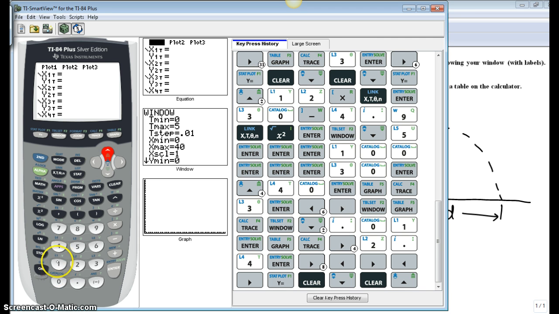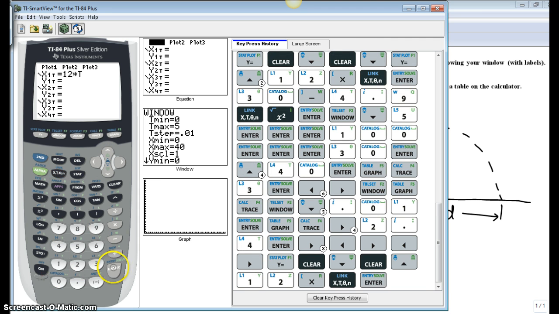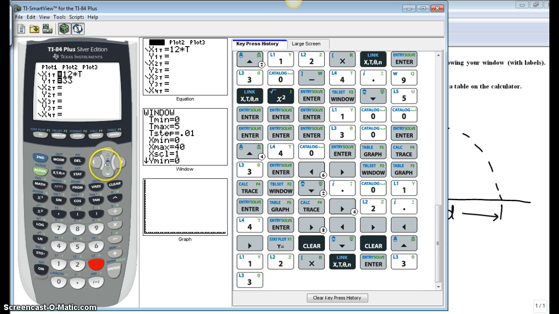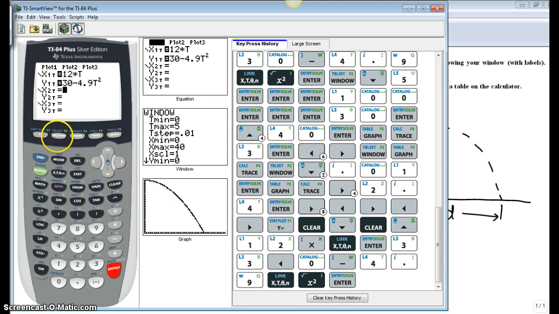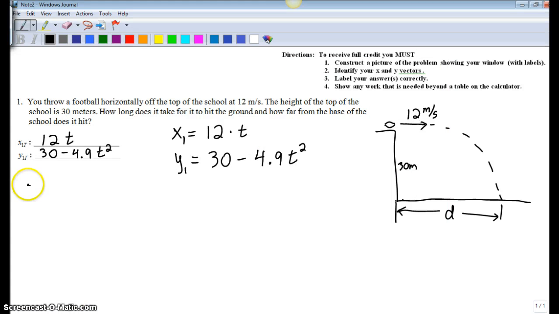So we'll go back. x1 was just 12 times t. Our y1 was 30 minus 4.9 t squared. Okay, got it. With our window, let's look at our window for a minute. The first thing it comes up with is t min, t max, and then t step. So t represents time, so we need to start our time at 0.